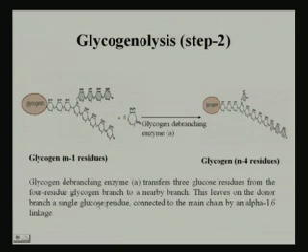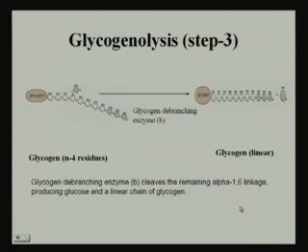This leaves on the donor branch a single glucose residue, which is connected to the main chain by an alpha 1,6 linkage. Now, this 1 glucose moiety which is left, this glycogen debranching enzyme B is now cleaving this 1,6 glycosidic linkage and making this glucose free, and it becomes once again a linear chain, and the linear chain will once again start breaking down these glycogen molecules, giving a continuous supply of glucose to the system.